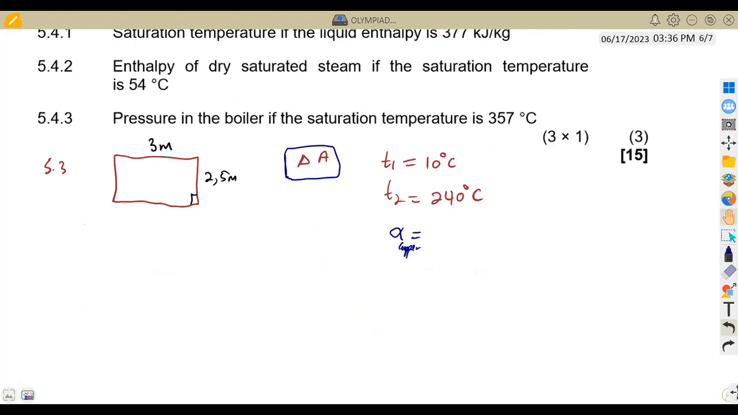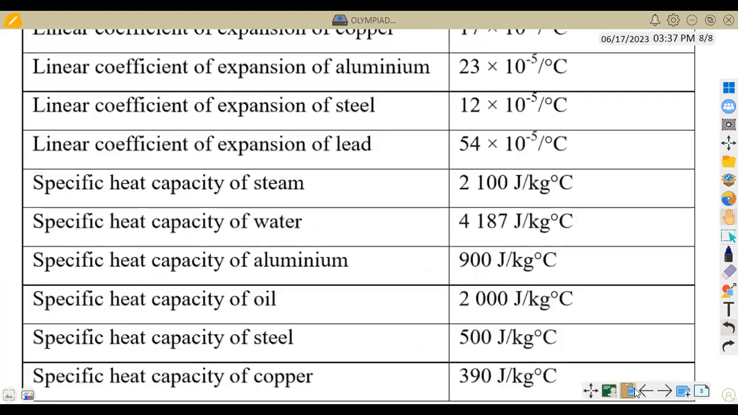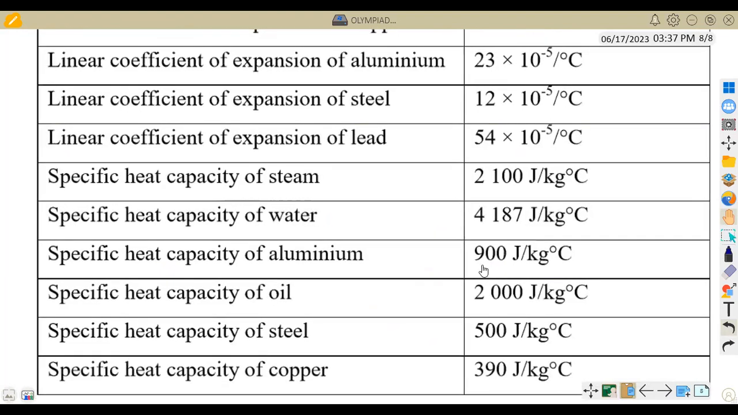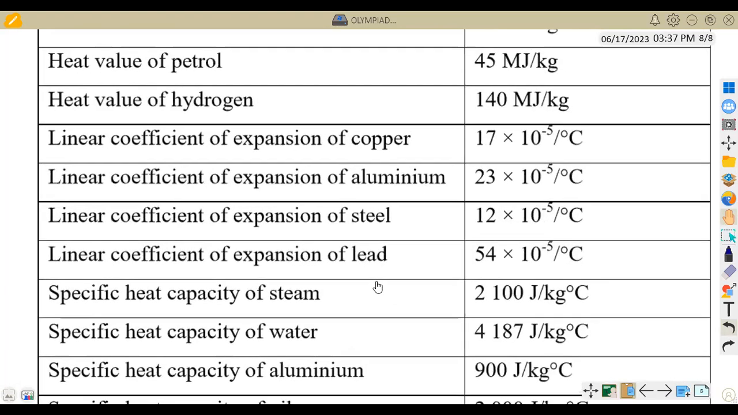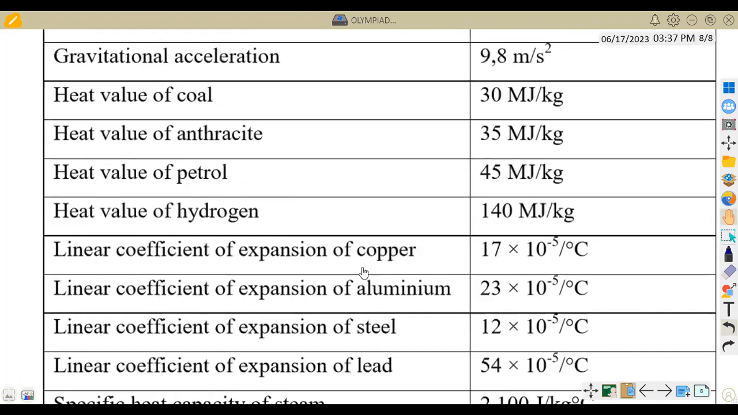So from our information sheet, what are we having in this case, or from our physical concept that we have? Let us check what we are having in this case. All right, so this is what we have. We need the linear coefficient of expansion of copper, which is given as 17 times 10 to the exponent of -5. This is supposed to be times 10 to the exponent of -6. This is actually a mistake that we are having here.